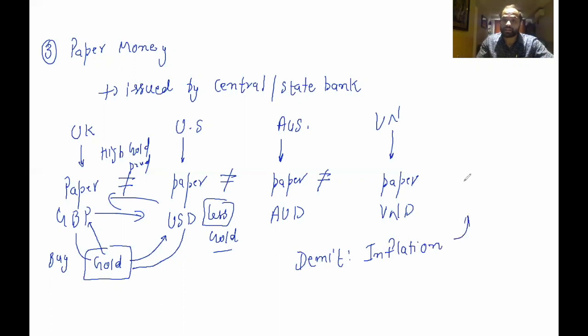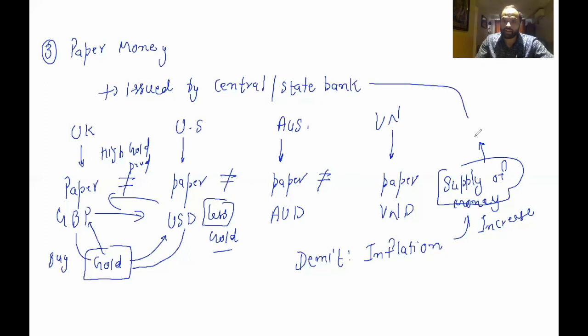Inflation means supply of money increase. So in order to control the supply of money, we have a central bank or state bank, all right? That's why it is issued by the central or state bank, so they can control the supply of money. They keep supplying. So obviously, demand and supply, we call it monetary policy.